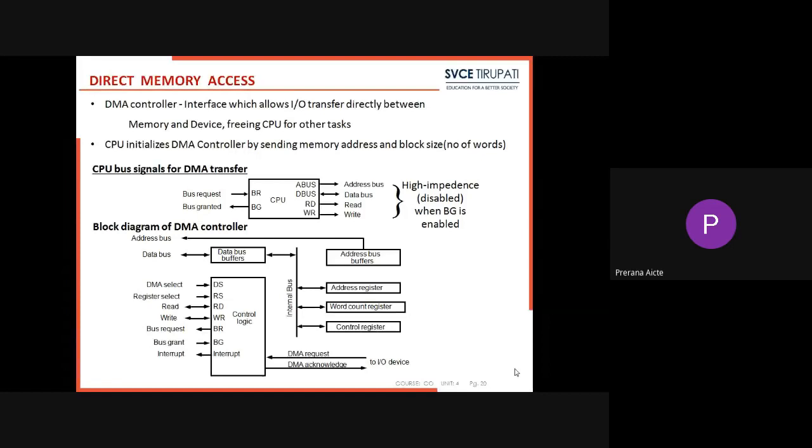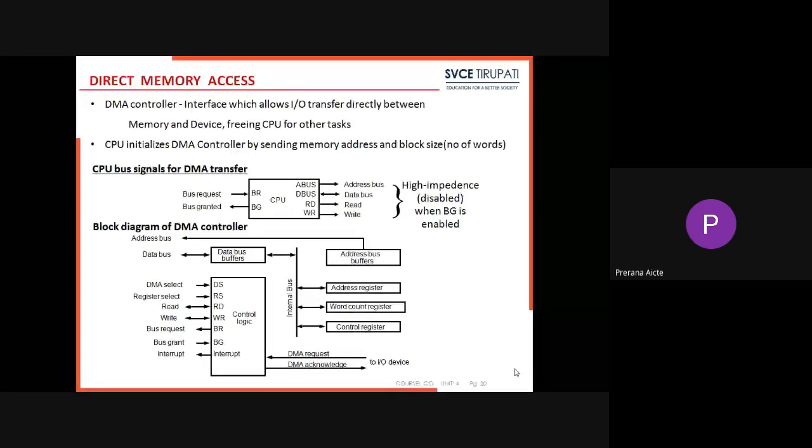The bus request input is used by the DMA controller to request the processor to release the control of the buses. When this input, that is bus request, is active, the processor terminates the execution of the current instruction and places the address bus, data bus, and read and write lines into high impedance state. High impedance state means the high impedance acts as an open circuit, and does not perform any logic significance.